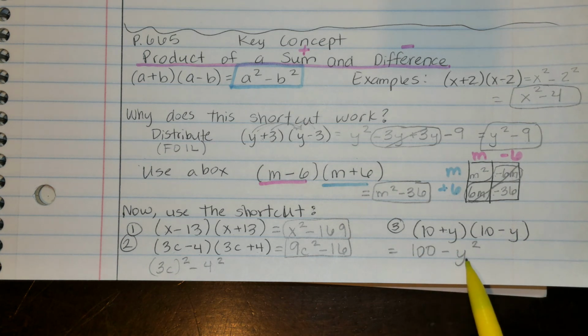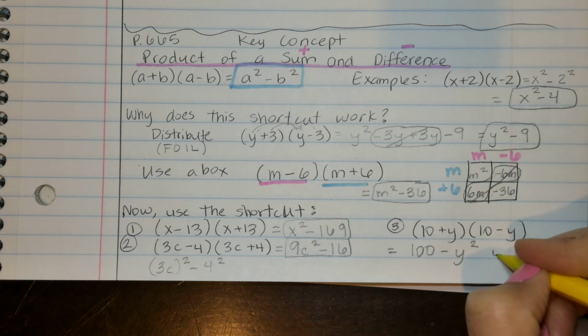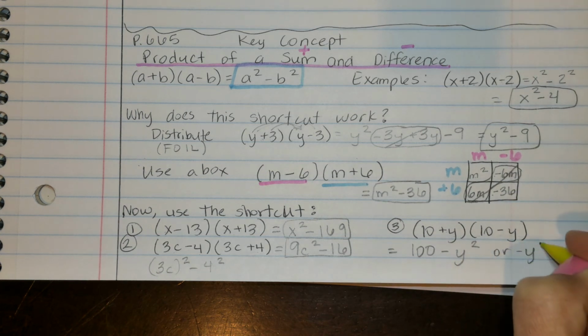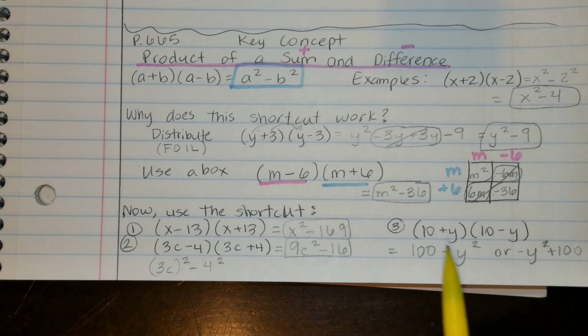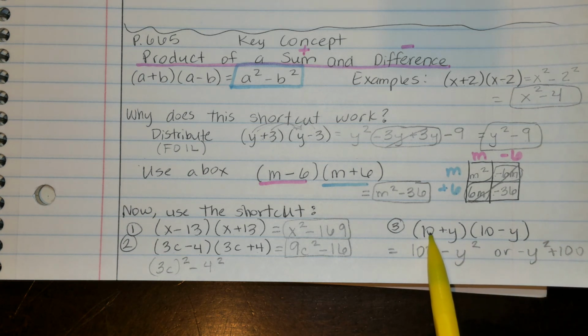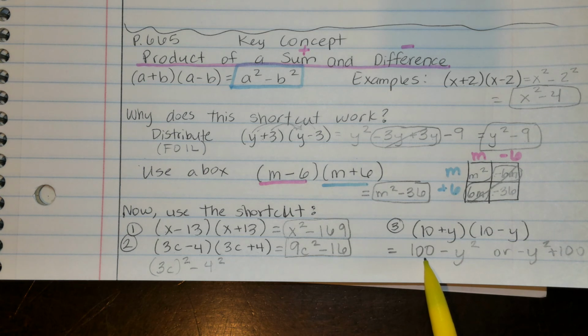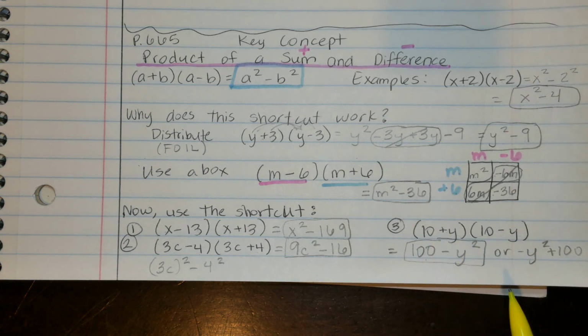And you can leave your answer like this. Notice it is not in standard form. Another acceptable answer would be negative y squared plus 100 because that is standard form. But since the binomials are written with the 10 first, it is acceptable to keep your answer that way. Either answer should count as correct. Like if you have Math Excel or something, it should count that as correct.